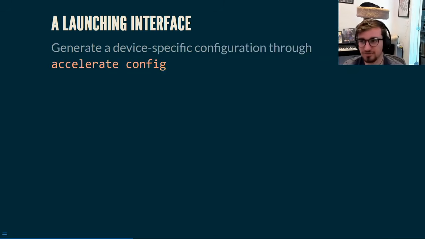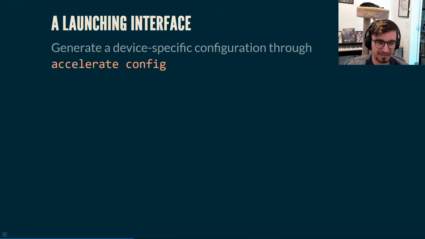Now, how does it do this, right? Because obviously it needs some way to know what GPU you're running, how many processes you're running, and so forth. Accelerate has essentially a configuration CLI, or command line interface, to use via accelerate config.